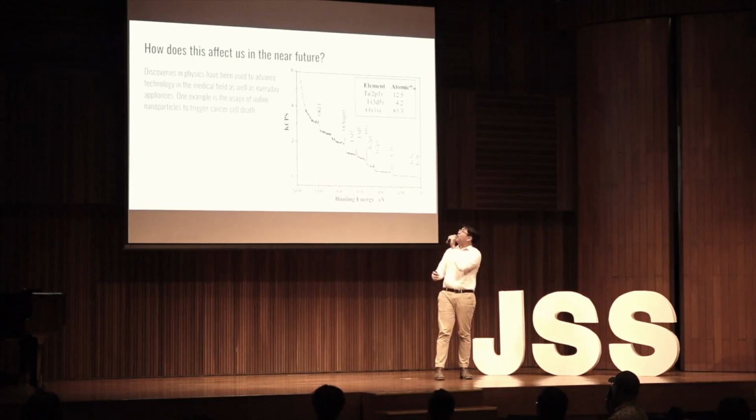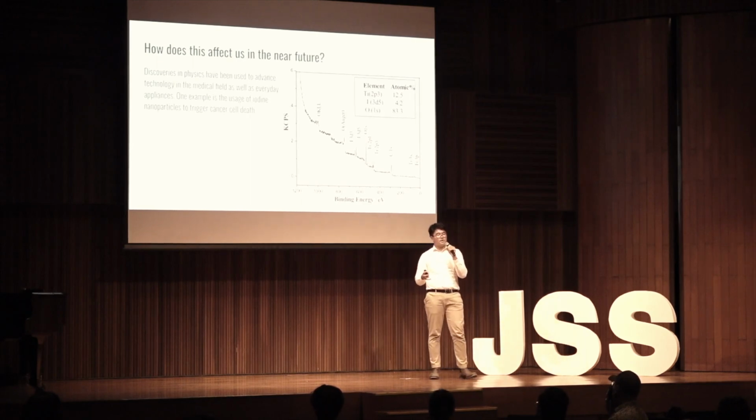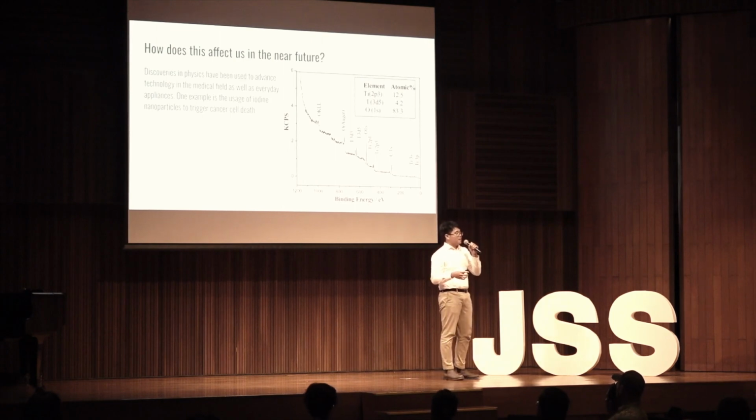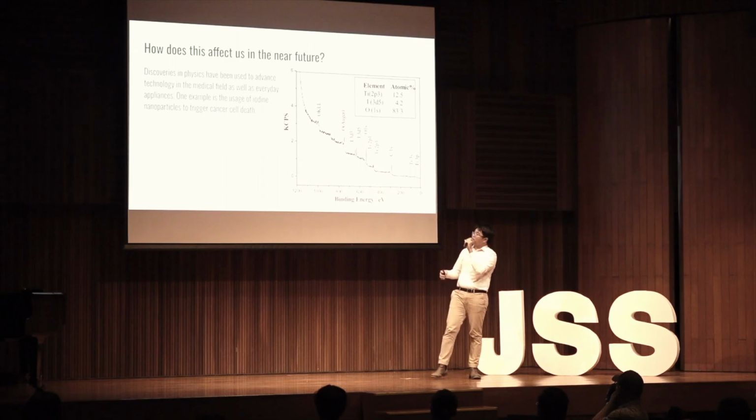So, how does this affect us in the near future? Recently, people have been using charged nanoparticles, iodine nanoparticles, to trigger cancer cell death. This is still in research, but just imagine what you can do with that.